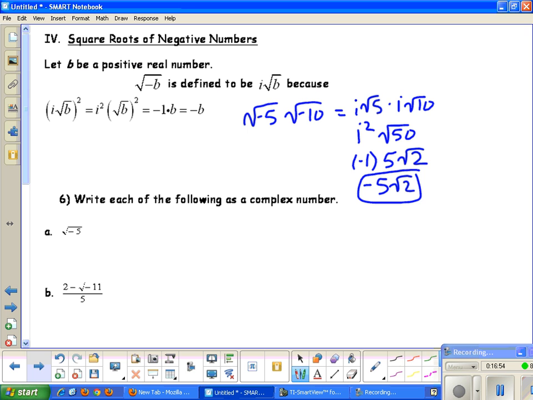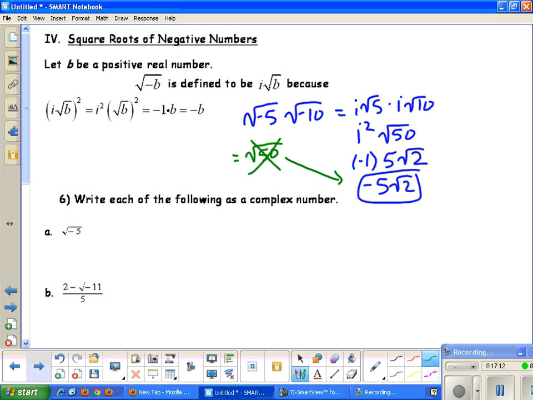If you did not simplify in terms of i first and you multiplied, you would have gotten root of negative 5 times negative 10, which gives me root 50, and notice that this would not give you the same answer, so this would be incorrect. So please make sure that you always simplify in terms of i first.